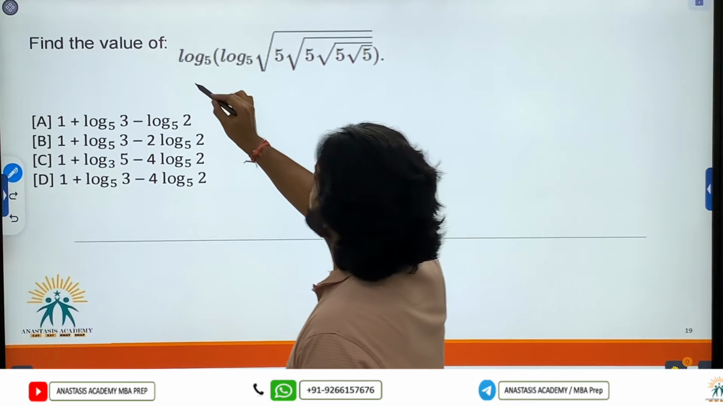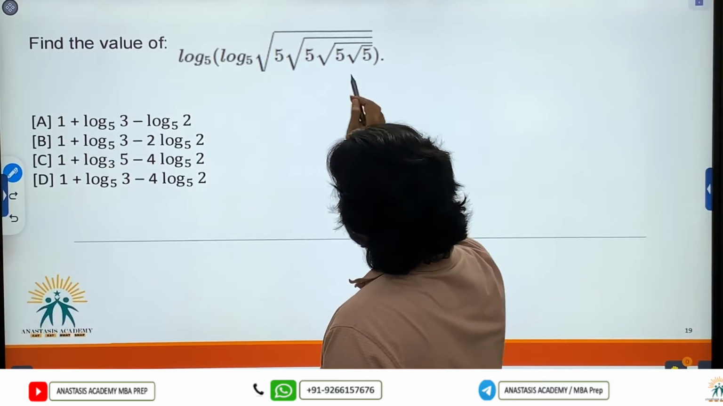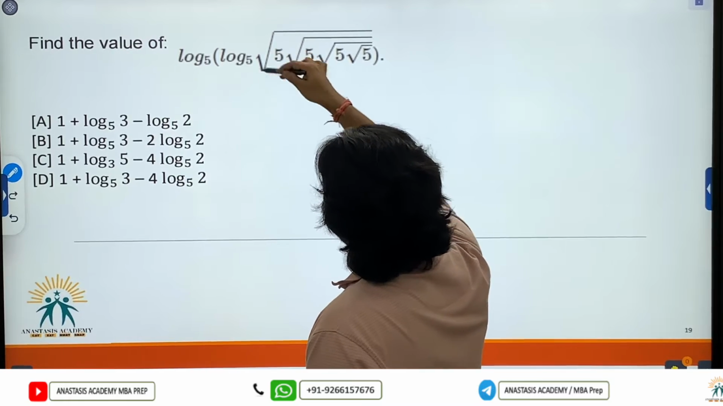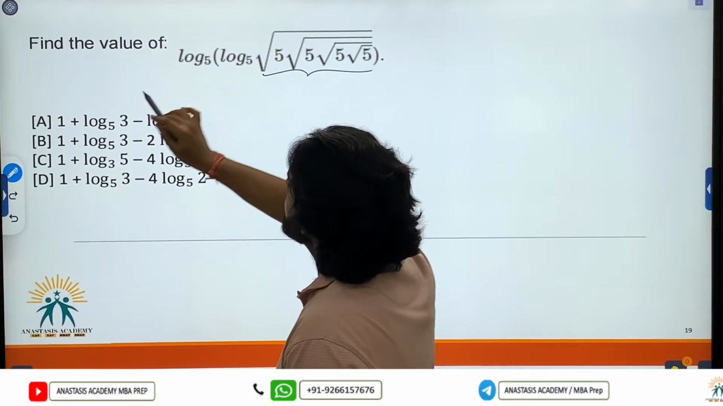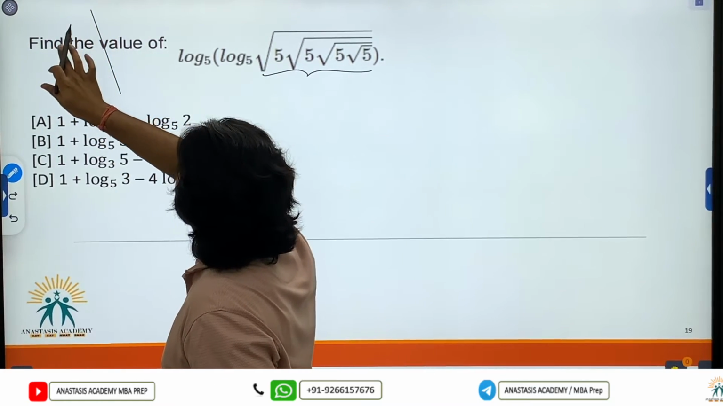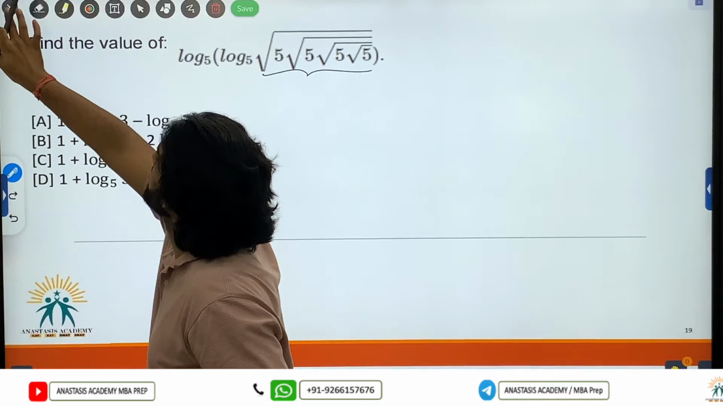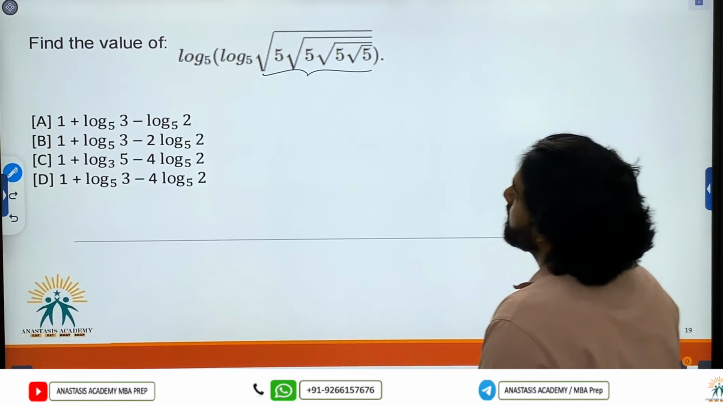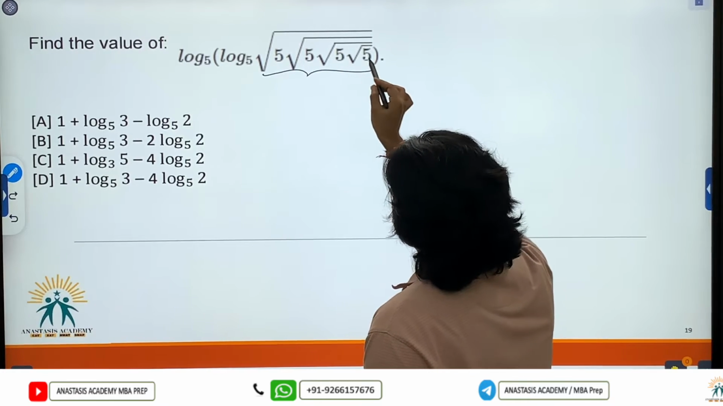Value of this expression, log of this expression to the base 5, and this expression is log of this thing to the base 5, right? We have to find the value of this log. So first of all, solve this expression, right?